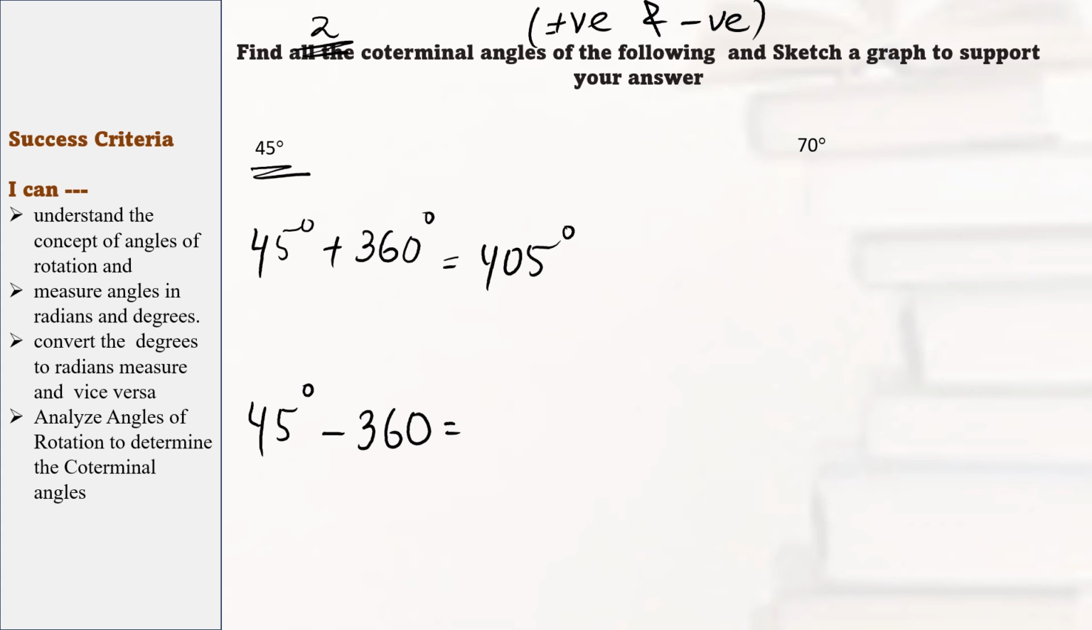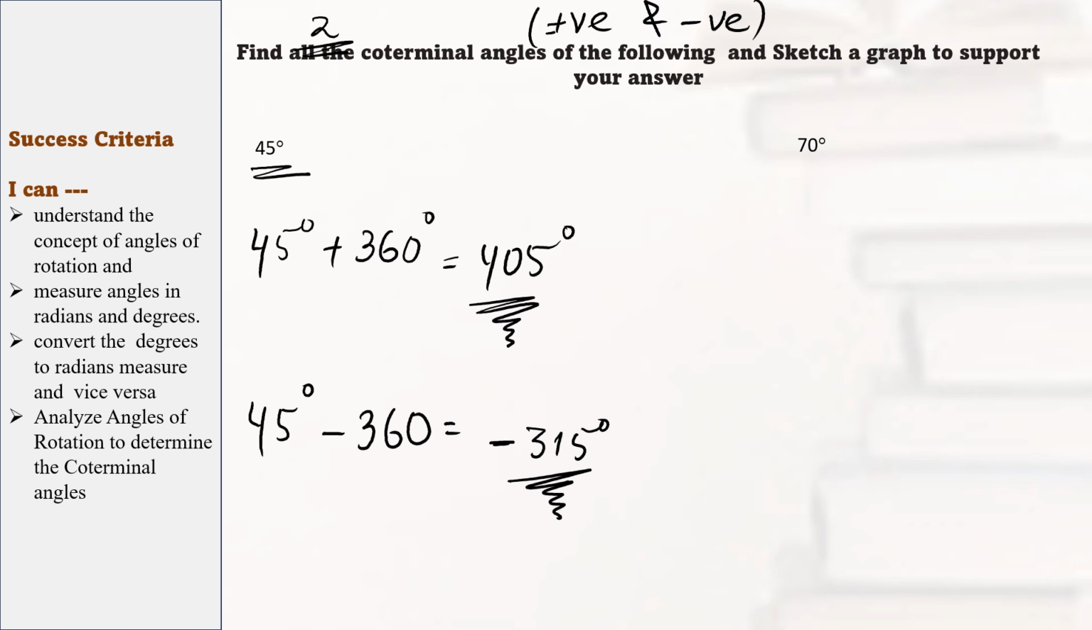And if you subtract, then you will get negative 315 degrees. So see, one answer is positive and the other answer is negative.